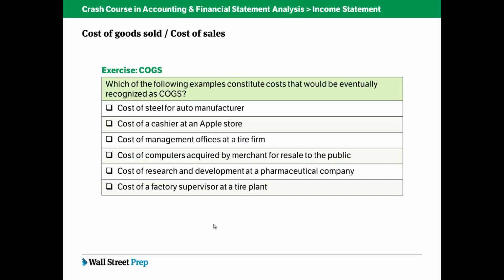So now let's go through a question to better understand what's included in cost of goods sold. Which of the following examples constitute costs that would be eventually recognized as cost of goods sold? Give it some thought, hit the pause button, and come up with your answer. When you're ready, hit unpause and we'll talk about the answer together.